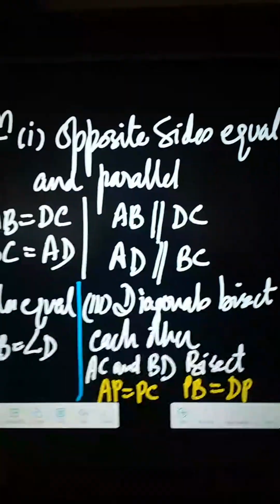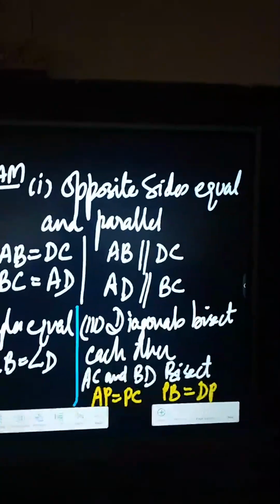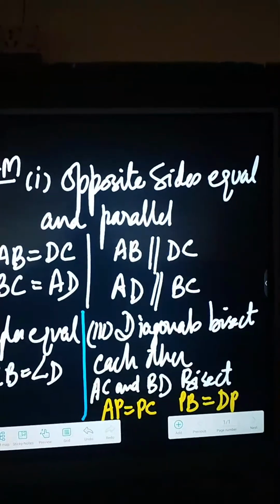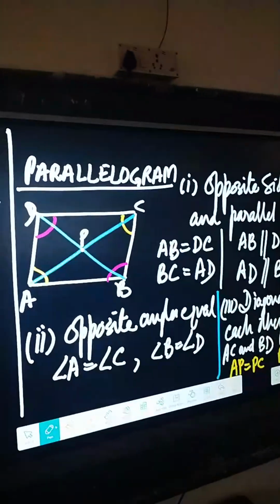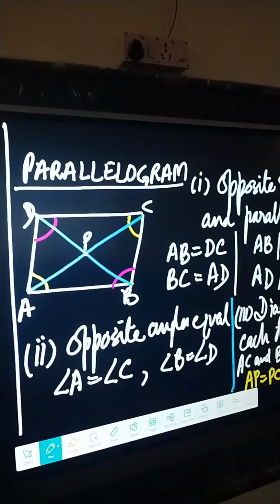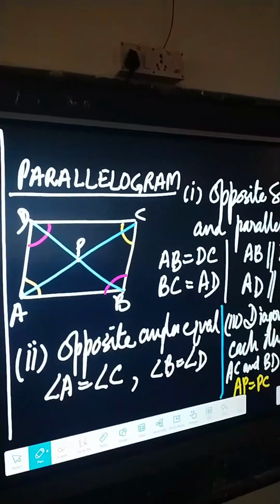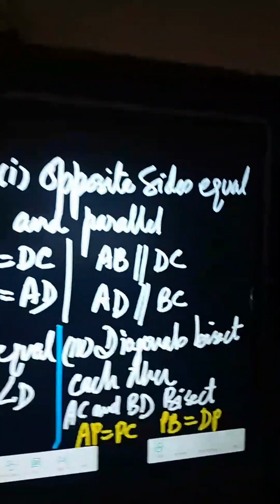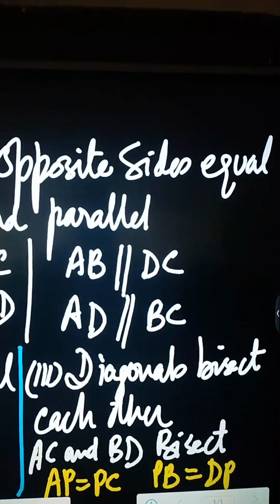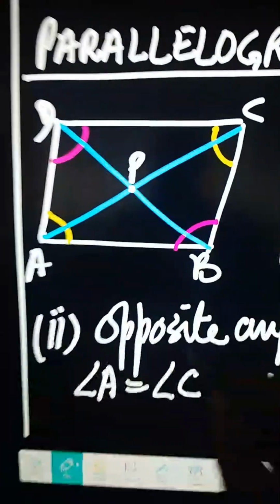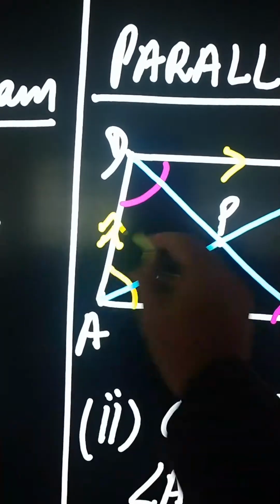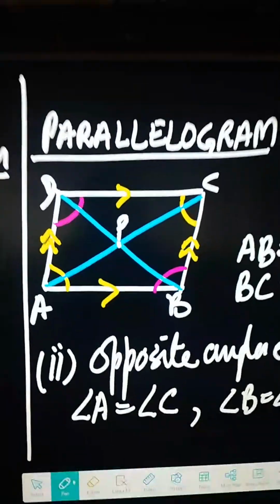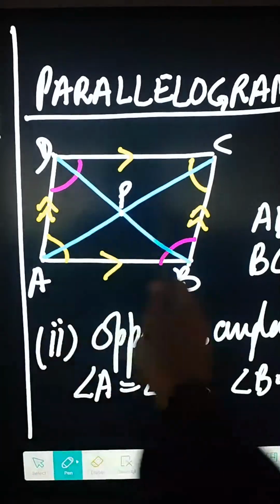These are equal. So first is the side property. Opposite sides are equal, which everyone already knows. So AB is equal to DC in this figure. If you see in this figure, opposite sides are AB equal to DC and BC equal to AD. See this part very carefully. And then the next part is AB is parallel to DC and AD is parallel to BC. So these are the opposite sides which are parallel.